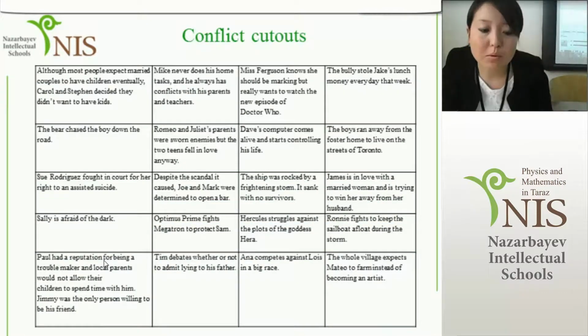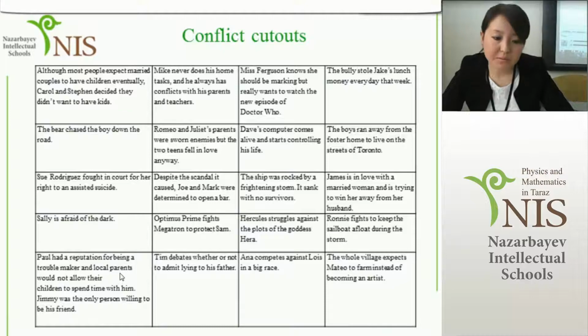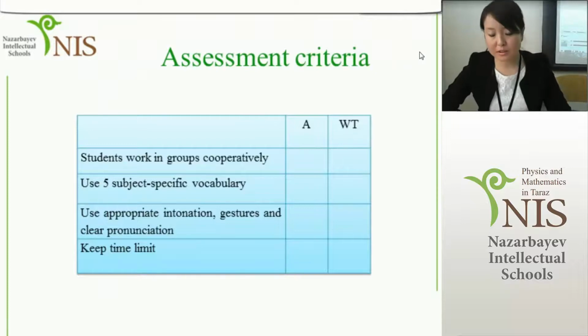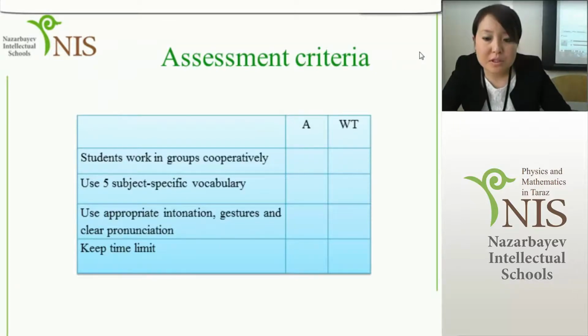So their task was about a troublemaker student. And I have assessment criteria for this role-play task. Students achieve if they work in groups cooperatively, and also if all students take part in this role-play. They should use five subject-specific vocabulary words which are related to conflicts and solutions. Also, they should use appropriate intonation, gestures, and clear pronunciation. And the last criterion is to keep the time limit.